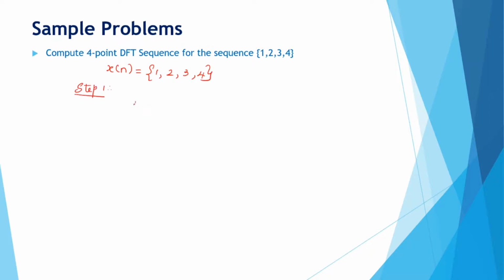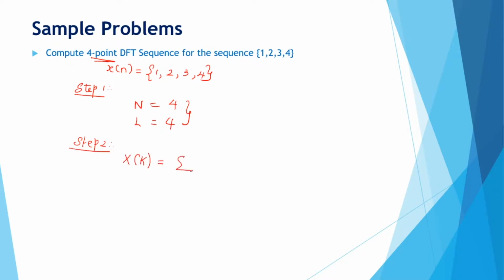Always I should check the length of n and length of L. So in this question, the length of the given sequence x of n is equal to 4 and I have to compute a 4-point sequence. So both lengths get matched up. So we can directly substitute the formula.